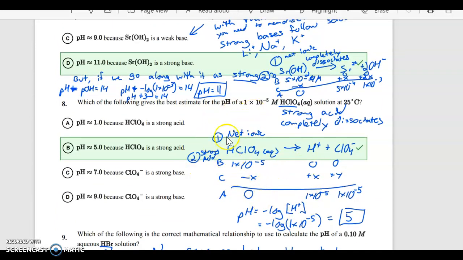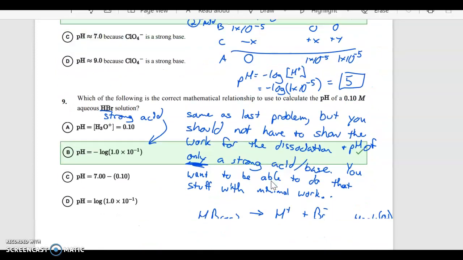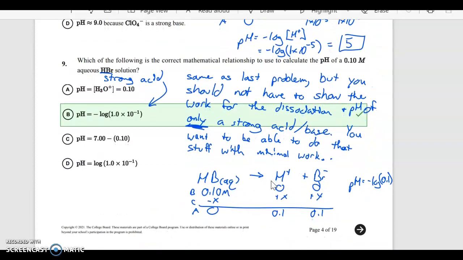Like you could maybe skip this BCA table because you know that this completely dissociates, and you can just say what the concentration of H plus will be of this substance. It's the same as the concentration of that acid, because it's a strong acid and you're only dealing with one. But I showed that information just to back up some of the stuff that we had talked about. And yeah, that's the gist of it.